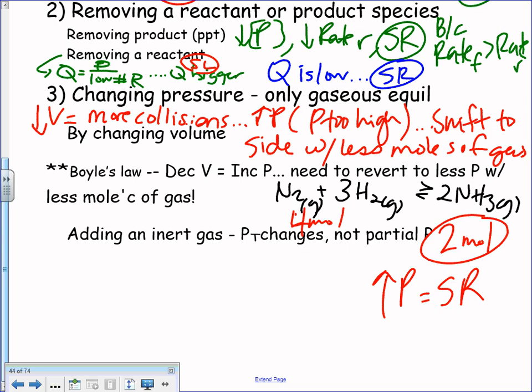If I decrease the pressure, I've got to get the pressure back up, so I must go to 4 moles of gas because it's going to inherently collide more and make the pressure go back up to what equilibrium pressure was. And inert gases don't do anything to the equilibrium position, meaning there's no shift.